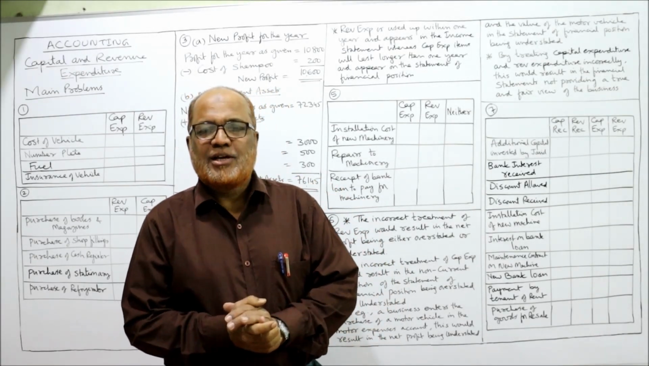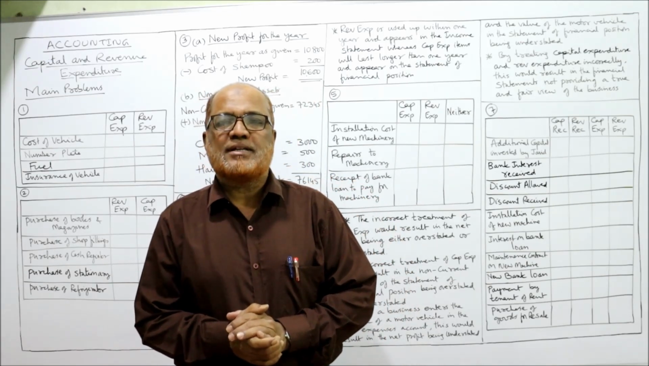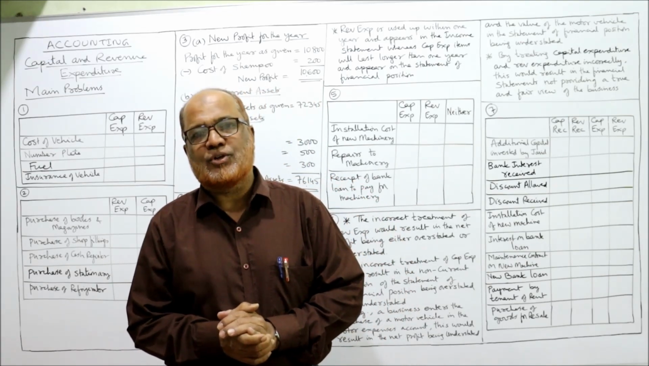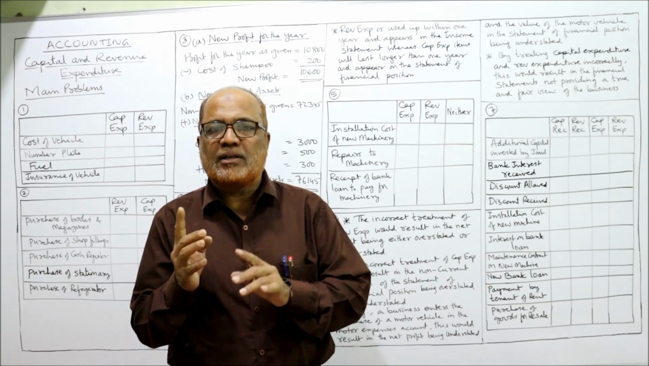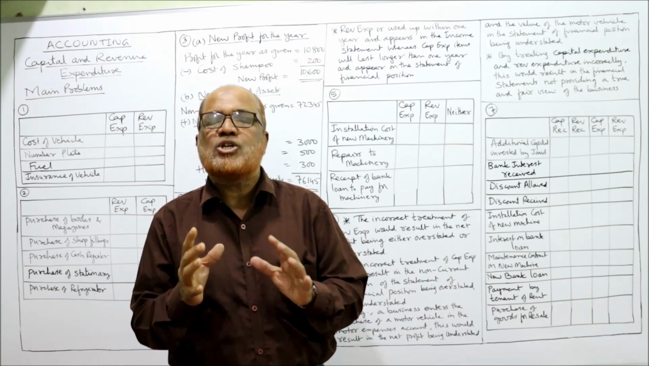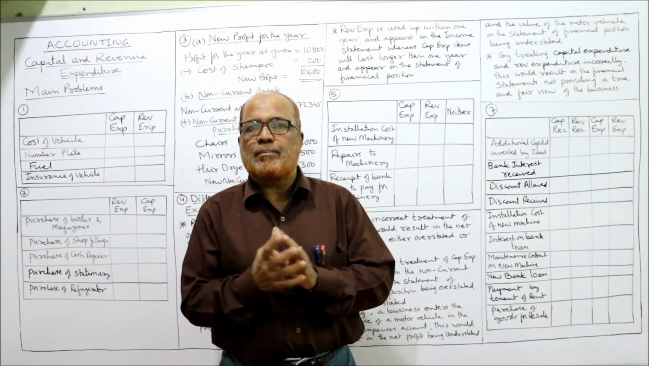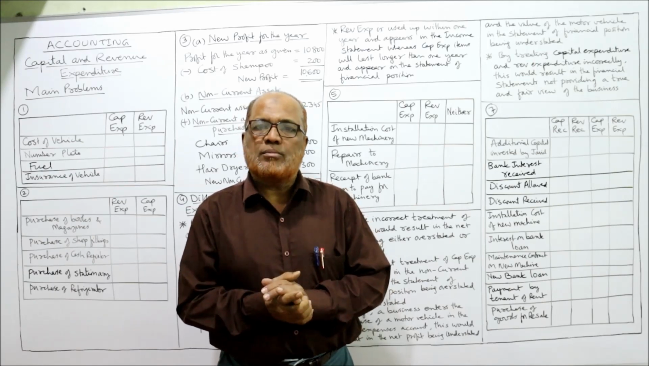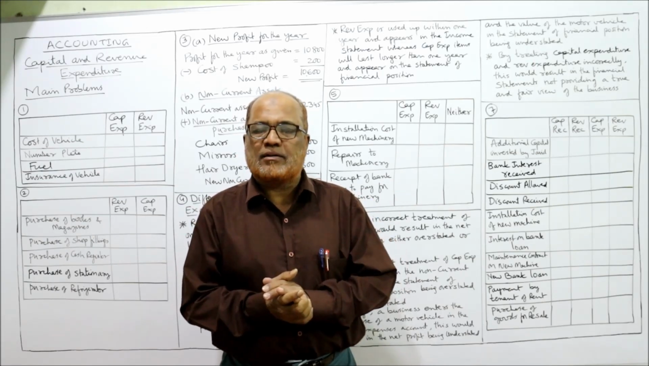I'm Hasham Ali Khan. So now I'm going to start the main problems on capital and revenue expenditure. In the last three videos I have prepared the first video on the theory regarding the explanation of capital and revenue expenditure with examples, and the effect on the income statement and statement of financial position. All these things I have explained.